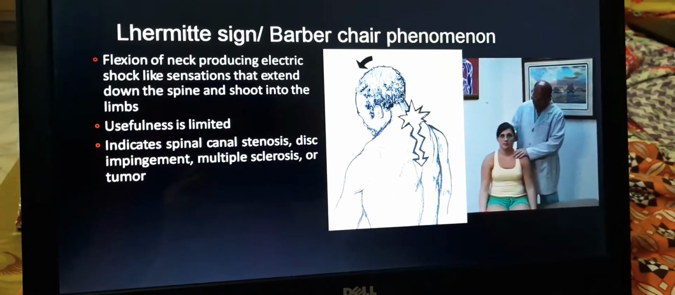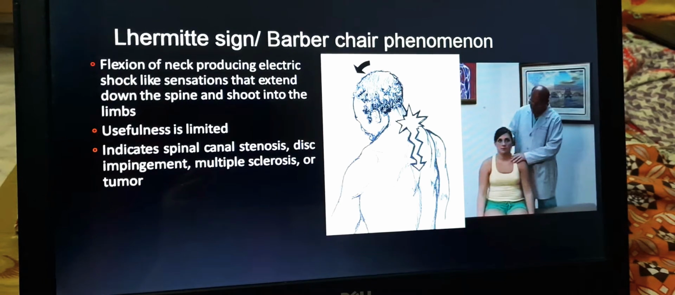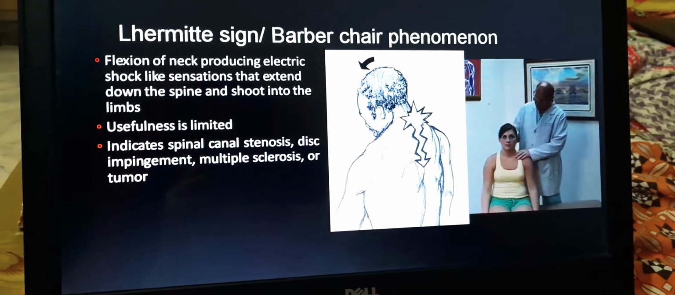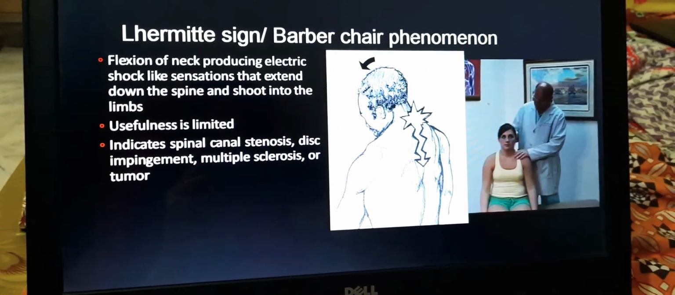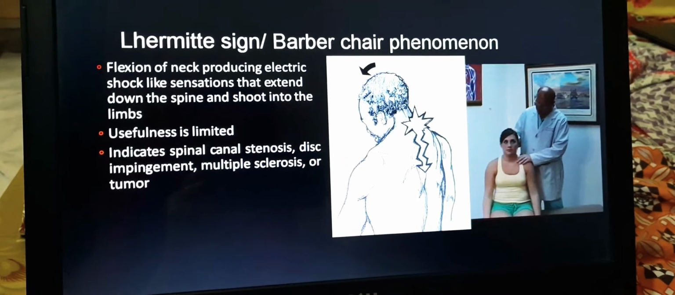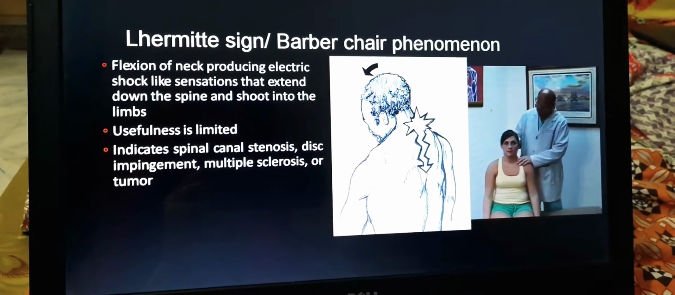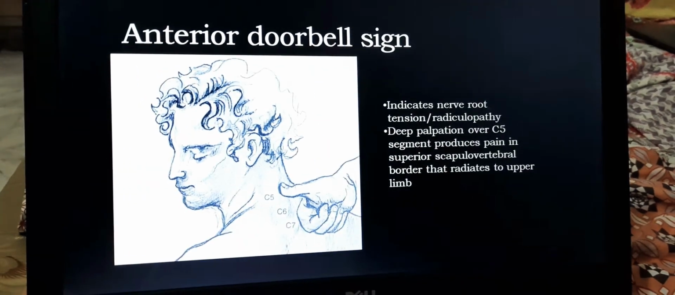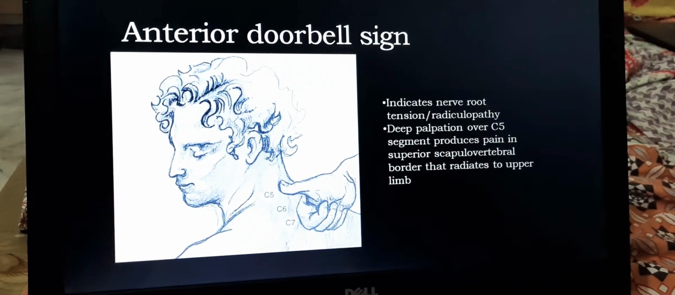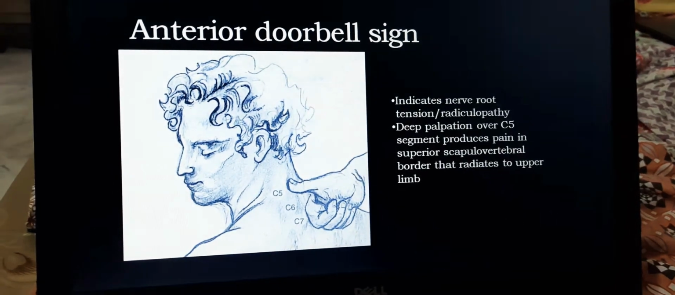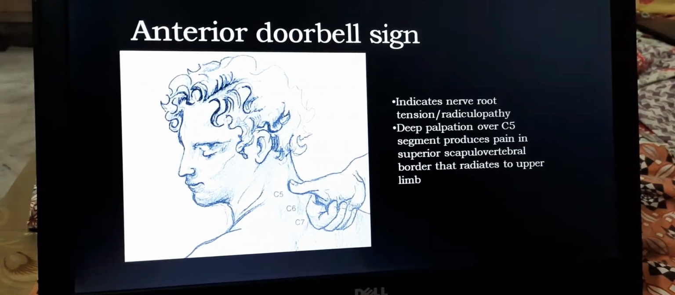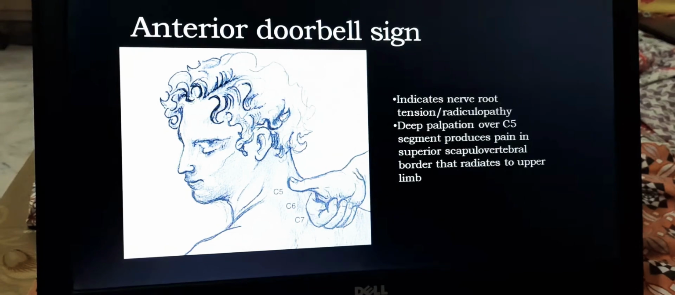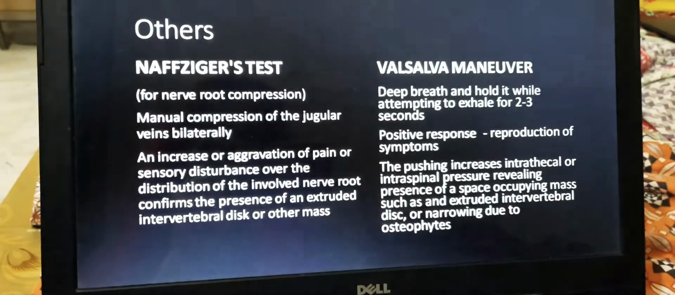Lhermitte sign, barber chair phenomenon: flexion of the neck producing electrical shock-like sensations that extend down the spine and shoot into the limbs, and indicates spinal canal stenosis, disc impingement, multiple sclerosis, tumor. Anterior doorbell sign indicates nerve root tension radiculopathy. Deep palpation over the C5 segment produces pain in the superior scapulovertebral border that radiates to the upper limb.